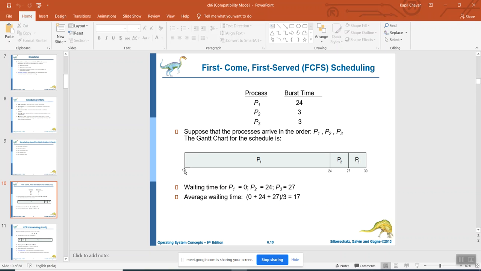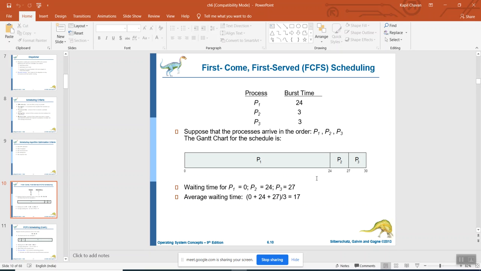At the 0th second, because P1 comes first, P1 is going to be executed. What is the algorithm here? First come, first served. We are not going to preempt any process here. This is the non-preemptive algorithm. We are not going to stop any process until its completion. So that is the non-preemptive algorithm.